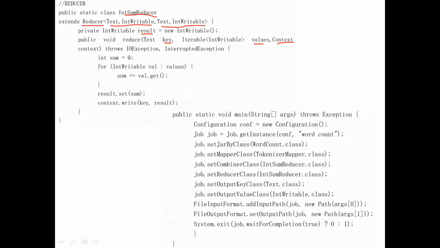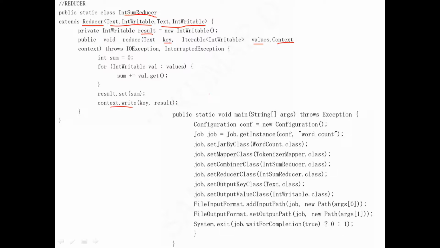world, then what it will do is, it will take the first value, world, as 1, then again it will take the next value, world, as 1. So both will be added and given to sum. So that sum value will be stored into the result. Then next, the context will write the key and result value.